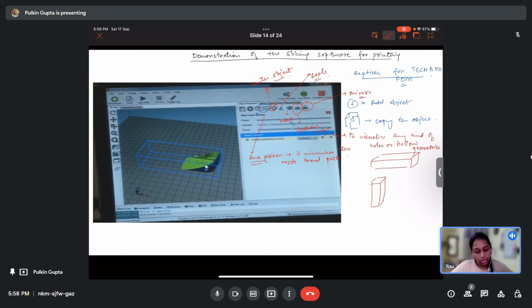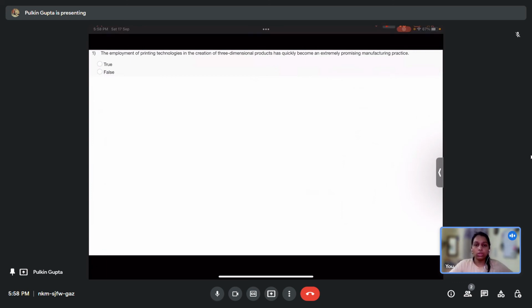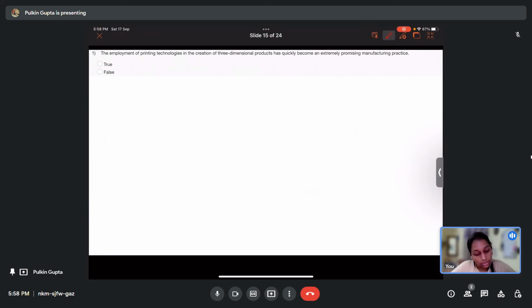Okay, so now let us begin with the sample problems for this week. We'll go through them one by one and understand the concepts behind them. Question one: the employment of printing technologies in the creation of three-dimensional products has quickly become an extremely promising manufacturing practice. True or false? This is true because this has eased the manufacturing of complex geometries and has reduced material constraints as well.